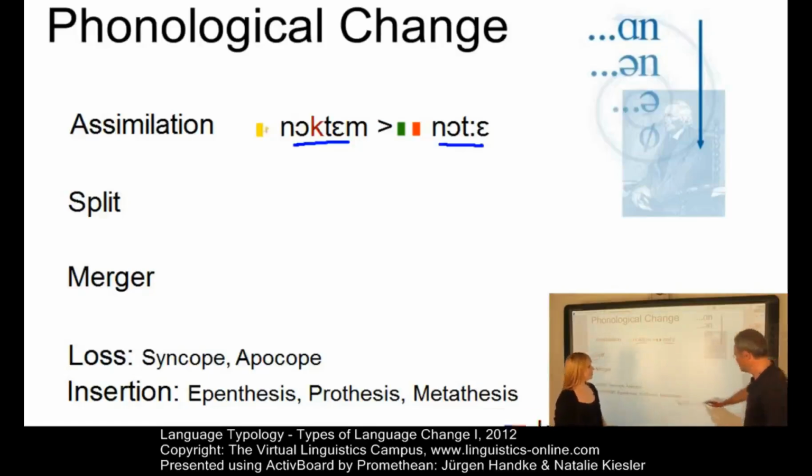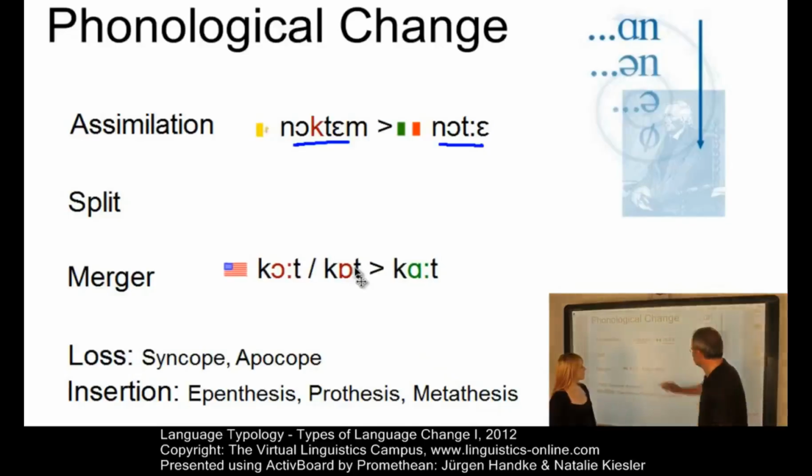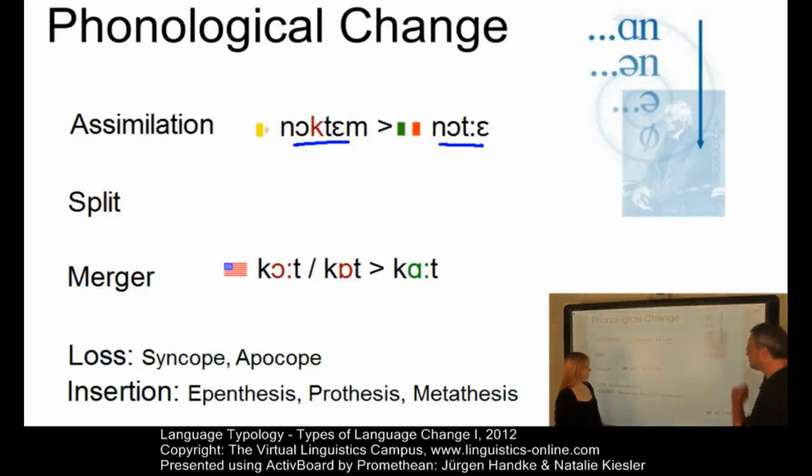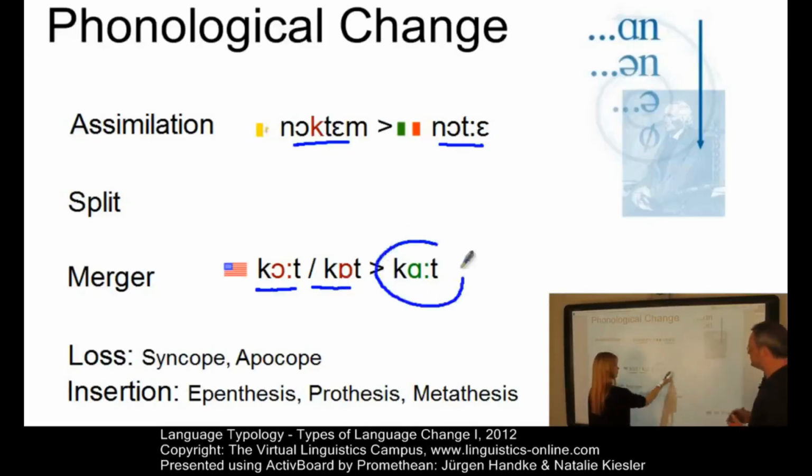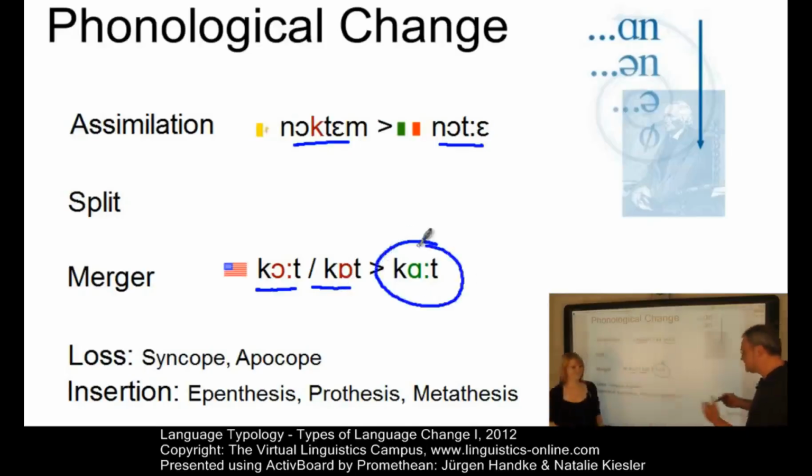Okay, then this must be an example of merger, where we have the two words caught and cot that merge into cart. Well, I can only simulate American English in North American English. So what about the one in the middle?